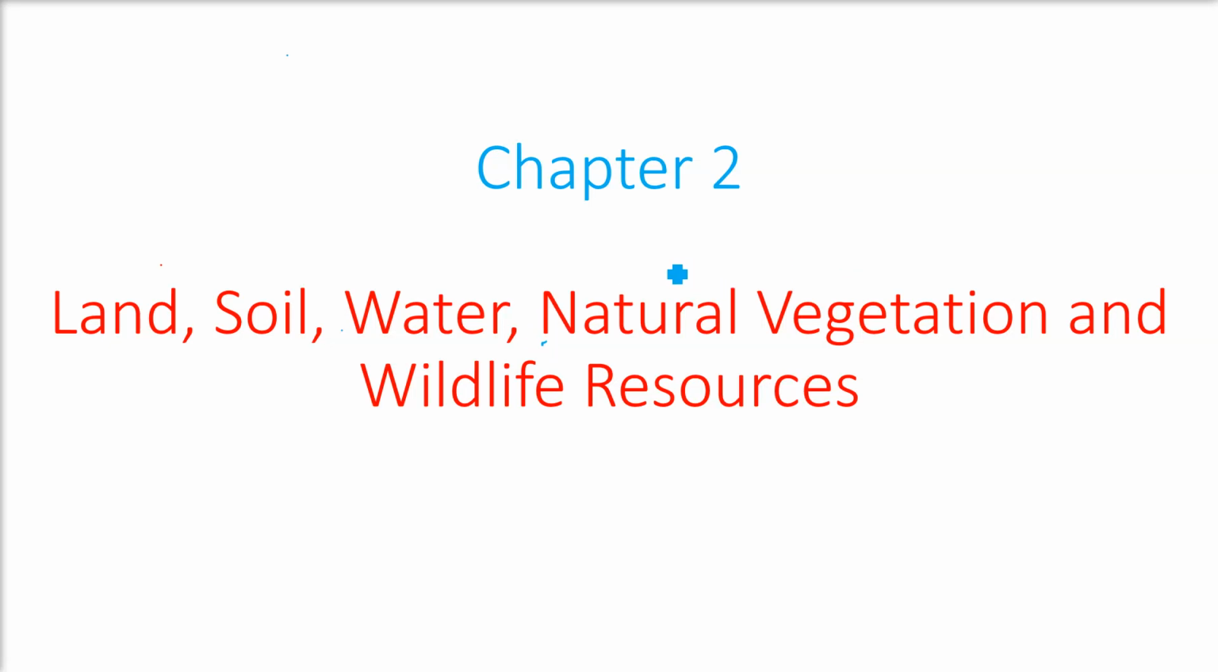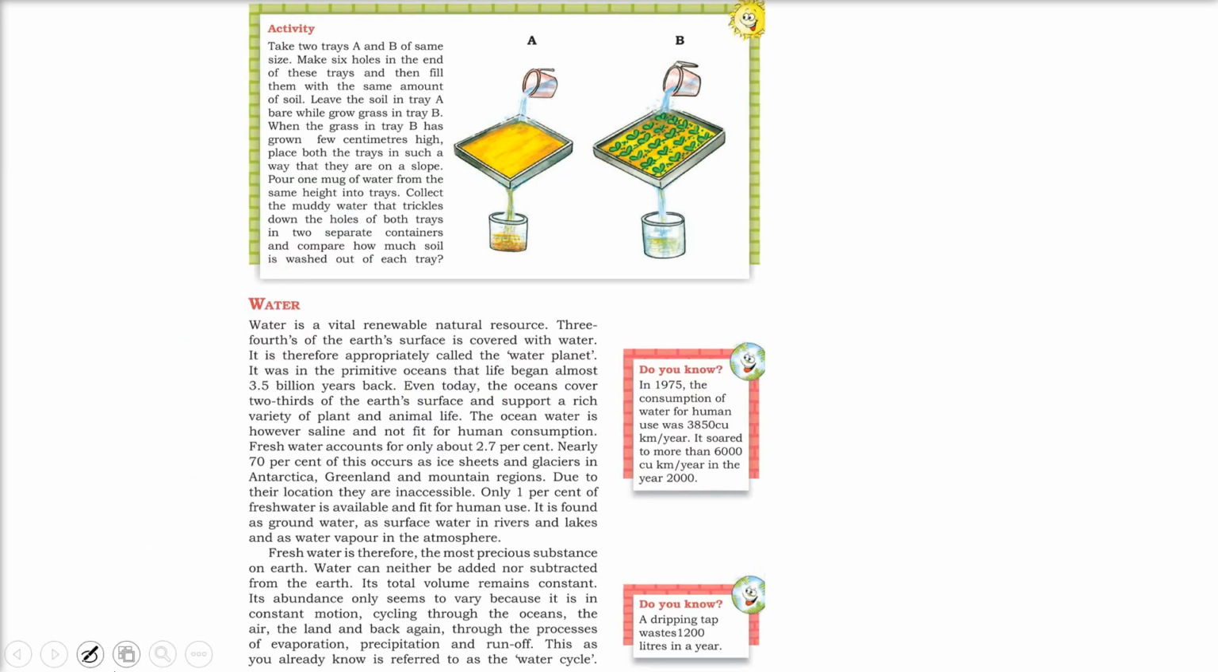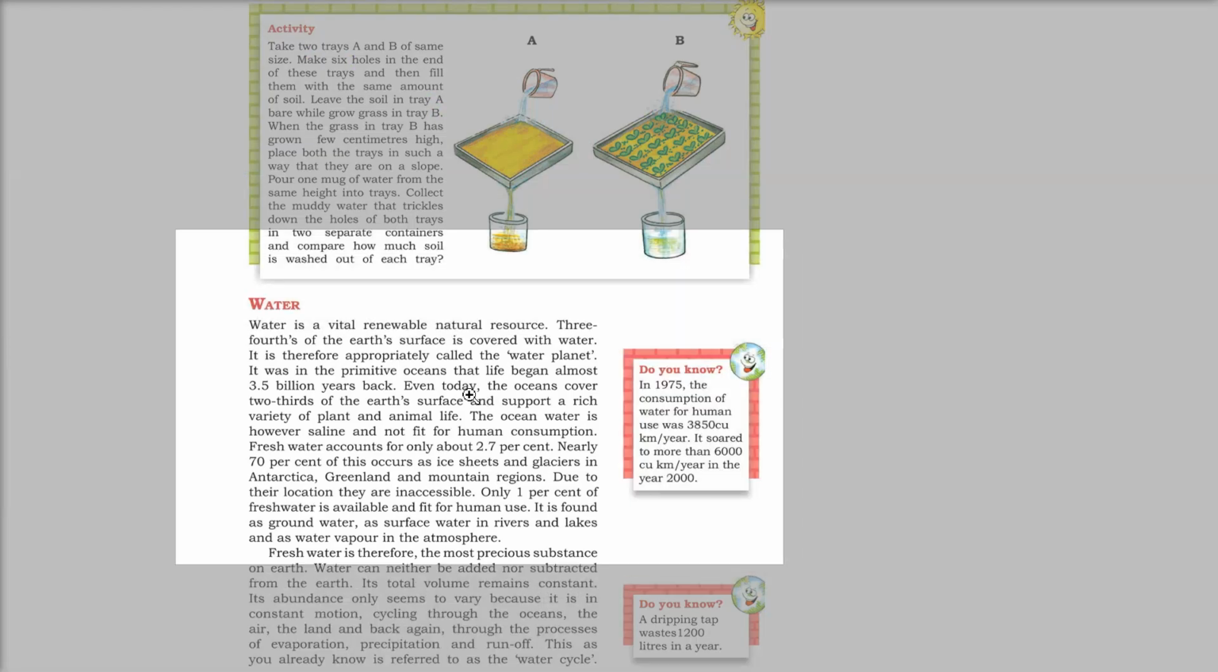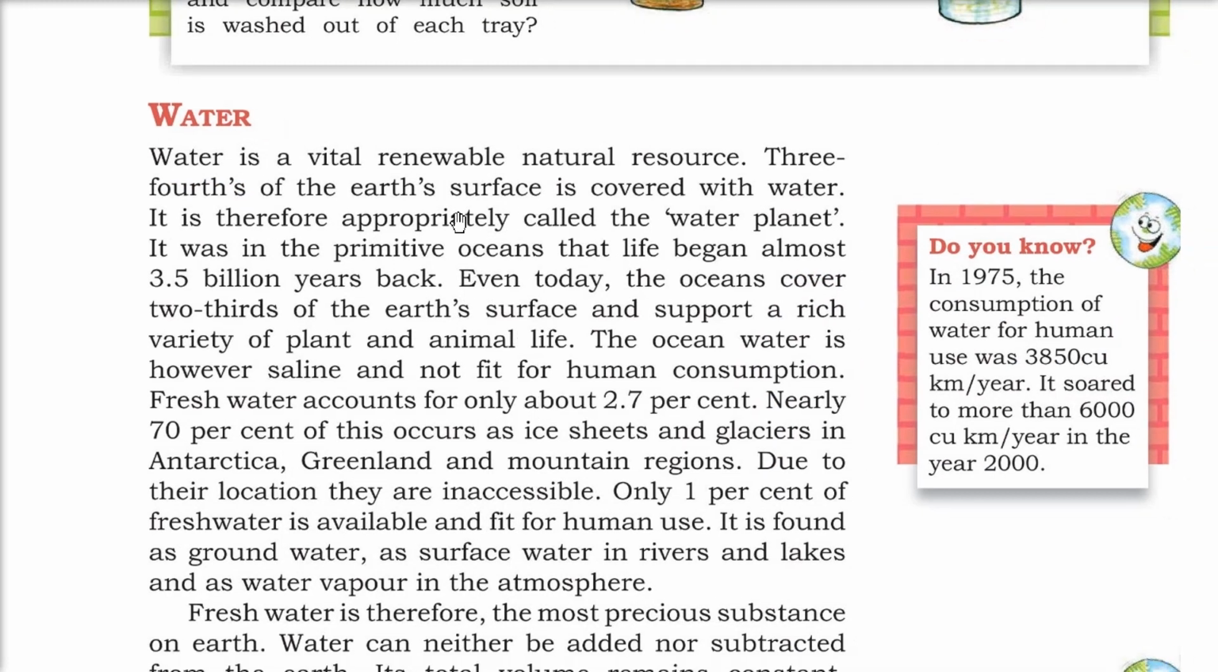This is chapter number 2. We are talking about land, soil, water, natural vegetation, and wildlife resources. Water. Water again is a very vital natural resource.